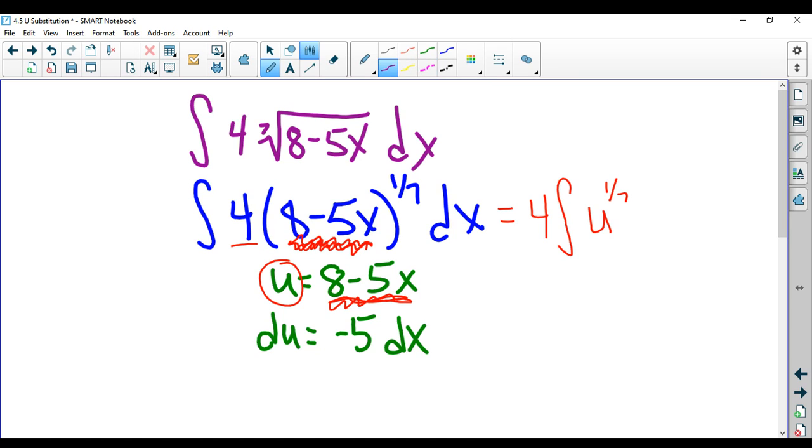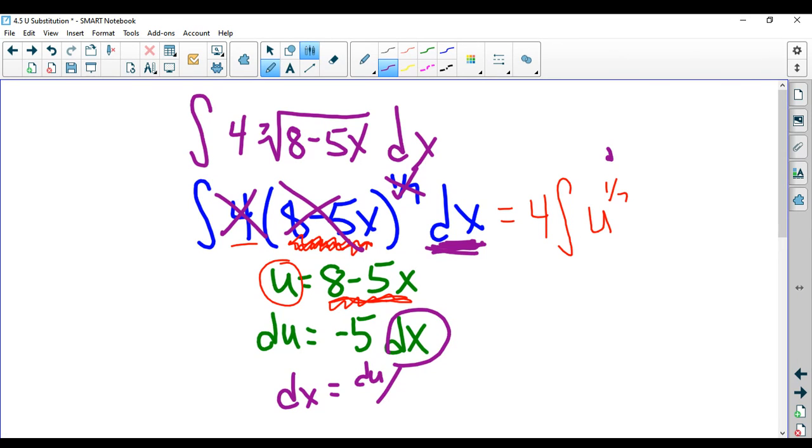We have to substitute for the dx. We already substituted for that. We factored this out. This is part of our integral. Dx is found right here. And dx, you don't have to write this out all the time. You can usually just do it in your head. But dx is du divided by -5. So du over -5. And the -1/5 there is a constant, so I'm going to factor it out.